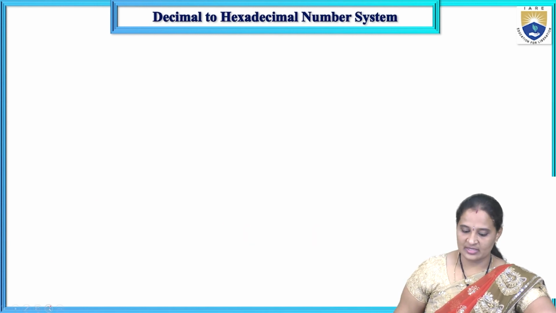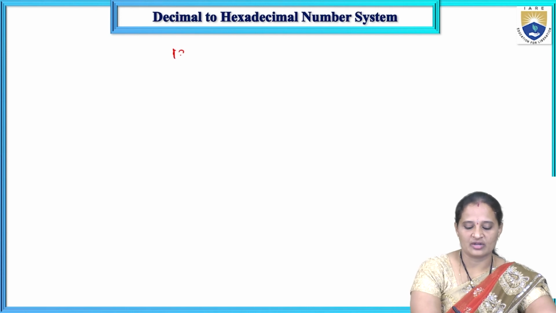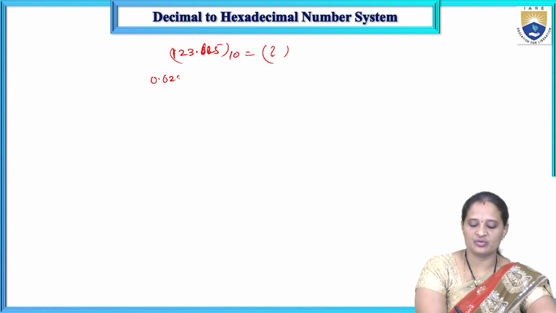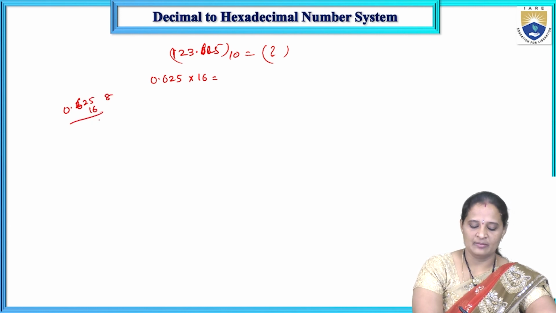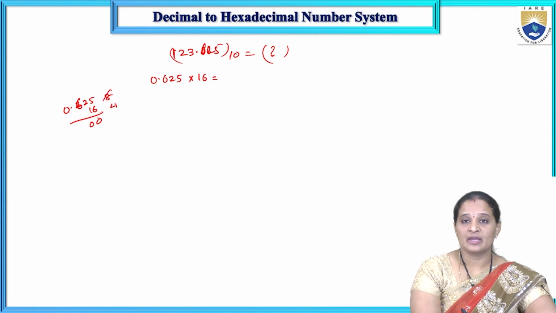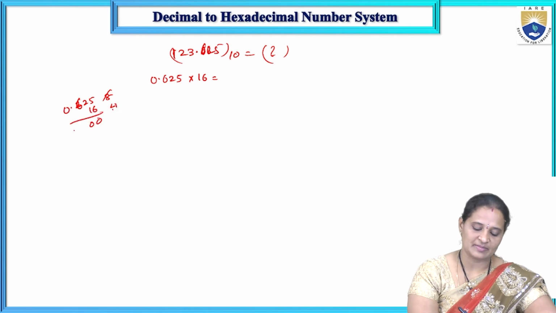Like that, you can even convert 123.625. This is a decimal number. I want to convert it into hexadecimal. So what should we do? 0.625 into 16. 16 fives are 80, 16 twos are 32, 32 plus 8 is 40. 16 sixes are 96, 96 plus 4 is 100.